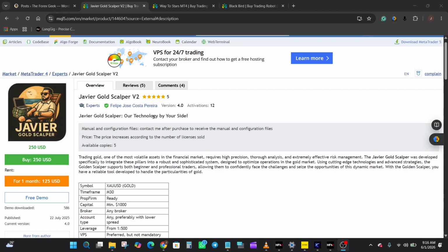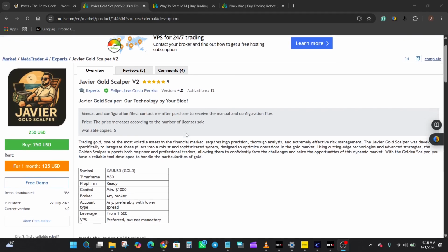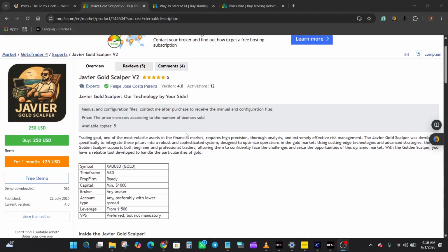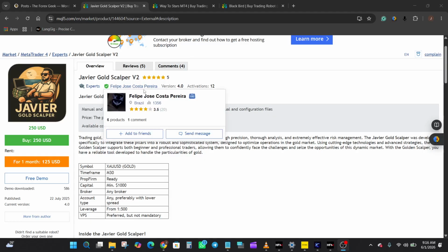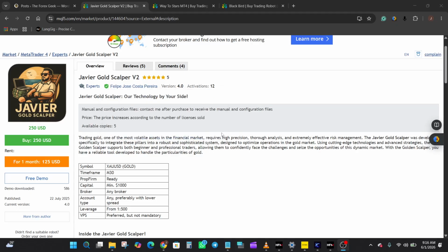Now let's just jump straight into the MQL5 Marketplace page and see what this EA has to offer. Looking at the listing, the Javier Gold Scalper V2 is developed by Felipe Jose Costa Pereira and is currently priced at 250 US dollars with a 1 month rental option available for 125 US dollars. The version shown here is version 4.0, and the developer also notes that the price increases as more licenses are sold, with a limited number of copies available.